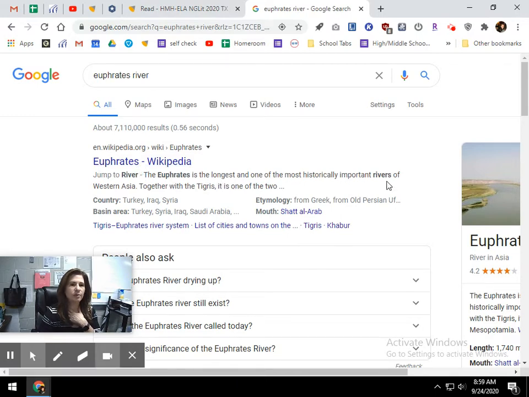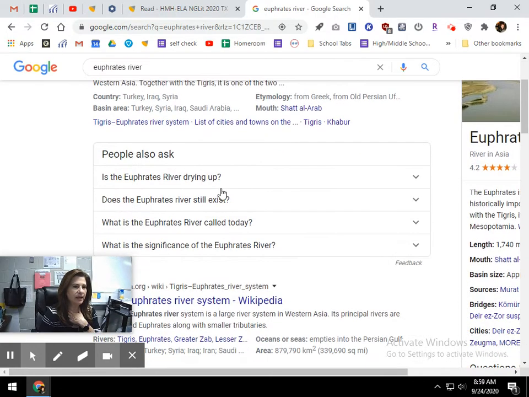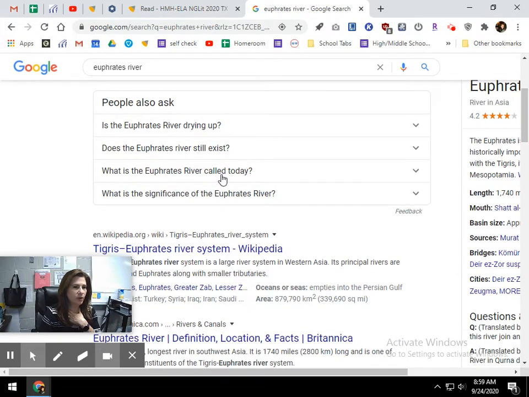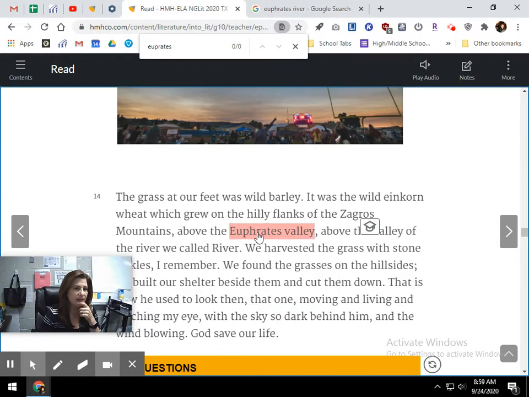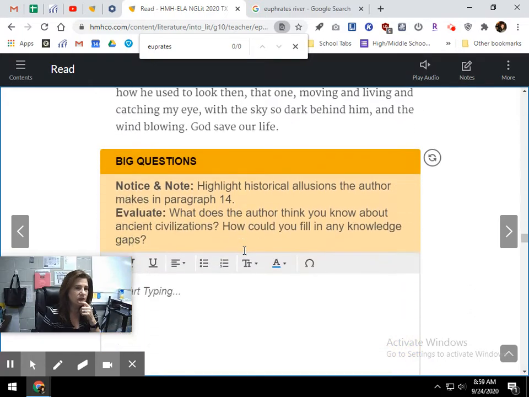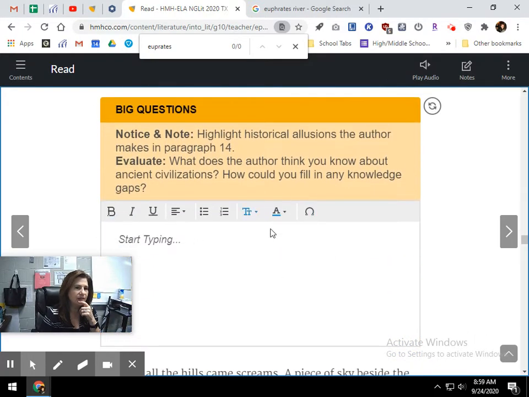It is the longest and one of the most historically important rivers in Western Asia. So it's within Turkey, Iraq, and Syria, and that's mainly thought of as, you know, the origin of humanity, okay, along that, or the ancient cultures. So when she's referring to that, she's not there. She's not at the Euphrates Valley, but she is alluding to that. She's making an allusion, and this question from yesterday asked you about that as well.